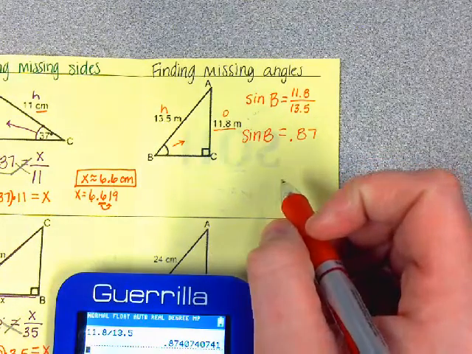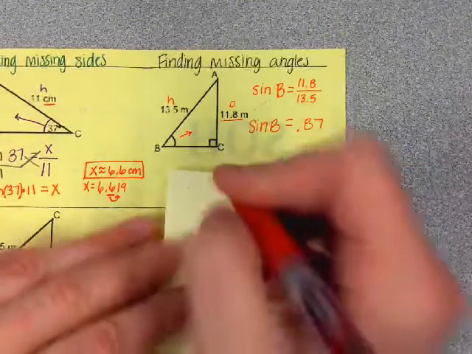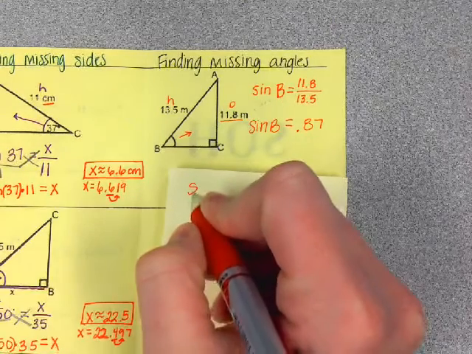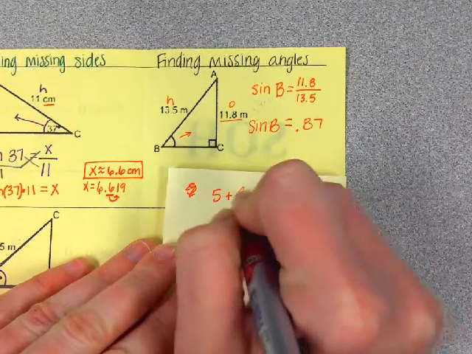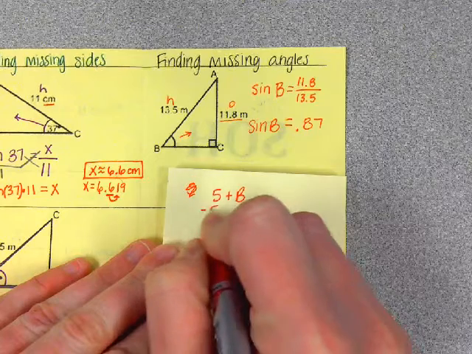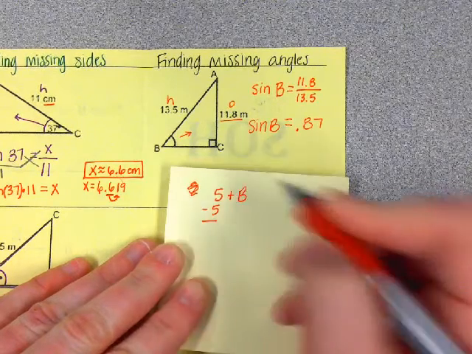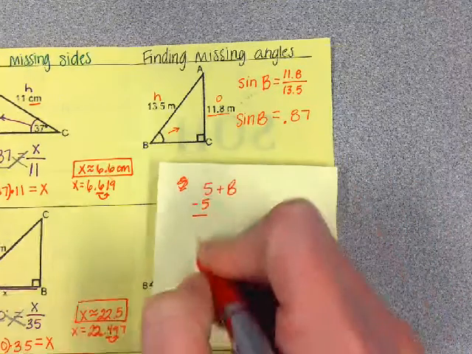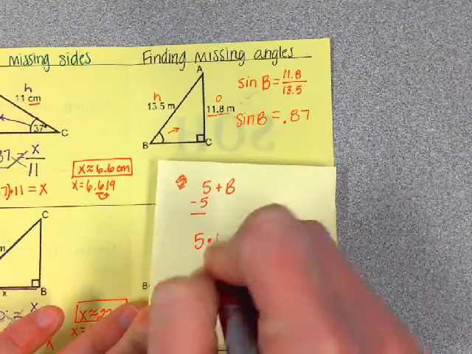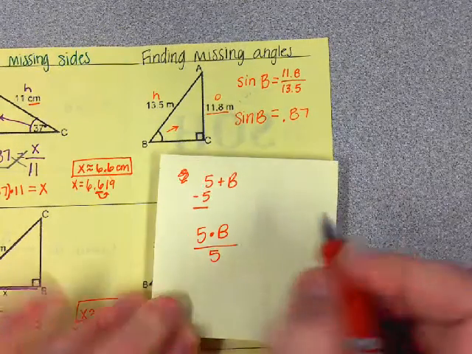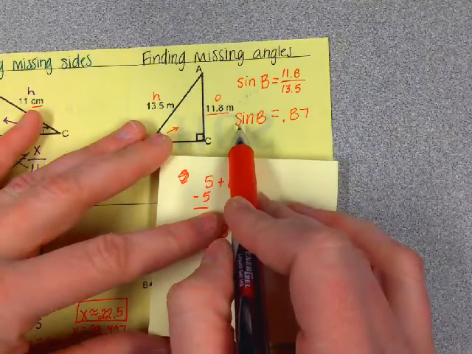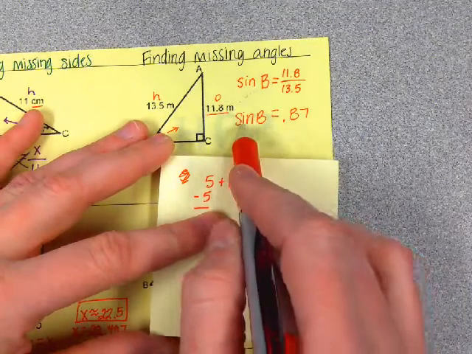Whenever you have learned to solve in the past, if it was, let's call it, 5 plus B, you would subtract 5 because that's the inverse operation. If it was 5 times B, you would divide by 5 because that's the inverse operation. Well, this is a new one for you. So if you look, it's sine of angle B.